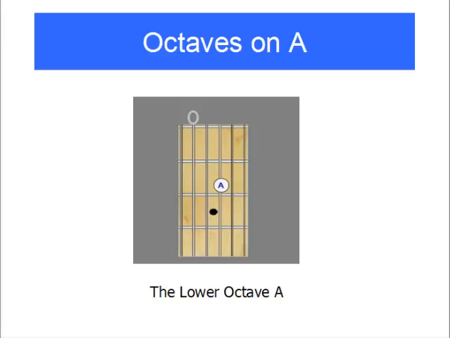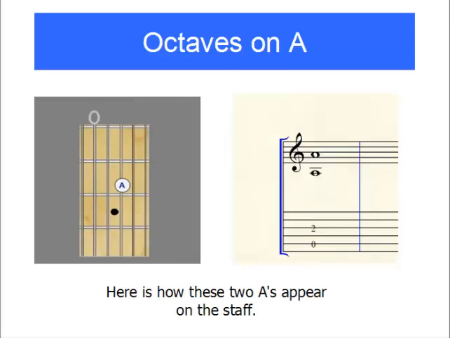Now, let's look at the octave A. There's your open A string. And now we'll jump over to the string after that, and then the one after that on the G string and the 2nd fret. This is the A octave. All right, get that in your head. Here's how these 2 A's appear on the staff, and here's how they sound.